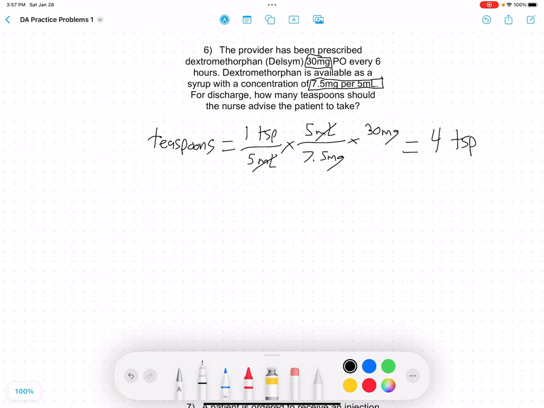Now, does this make sense? No reason why it shouldn't. 4 teaspoons is a normal dose. That works out to how many milliliters? For teaspoon, we know that's 5 mils each. That ends up being 20 milliliters. So this does make sense. And we can move on.